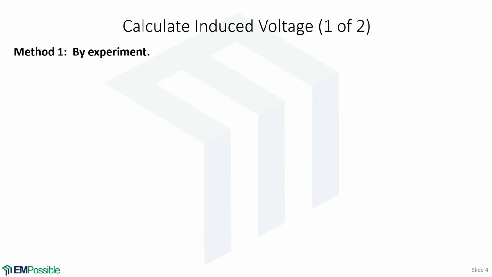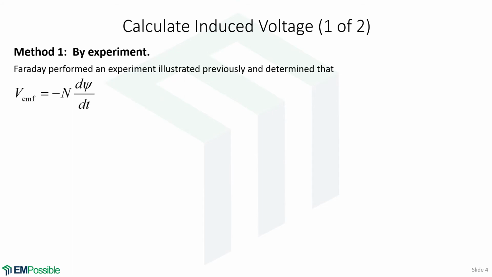Based on what we just discussed, we can calculate the total induced voltage by experiment. So this would be the first way we arrive at that. Pulling together everything we talked about on the previous slide, the induced EMF is equal to the number of turns times the time rate of change of the magnetic flux psi. There's a negative sign here simply to enforce the sign convention.